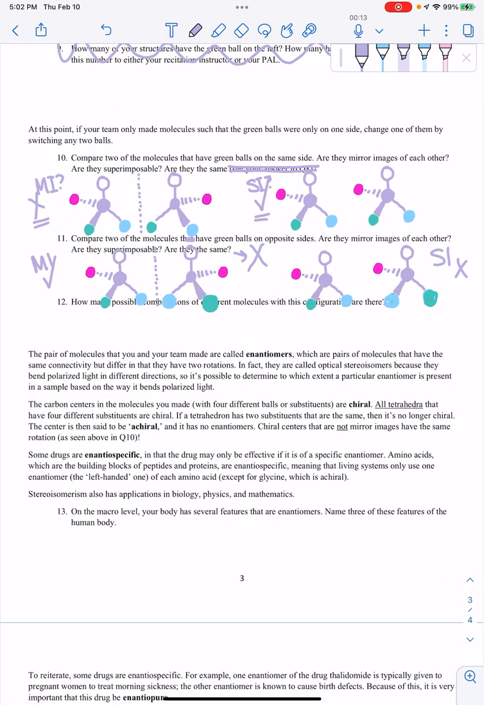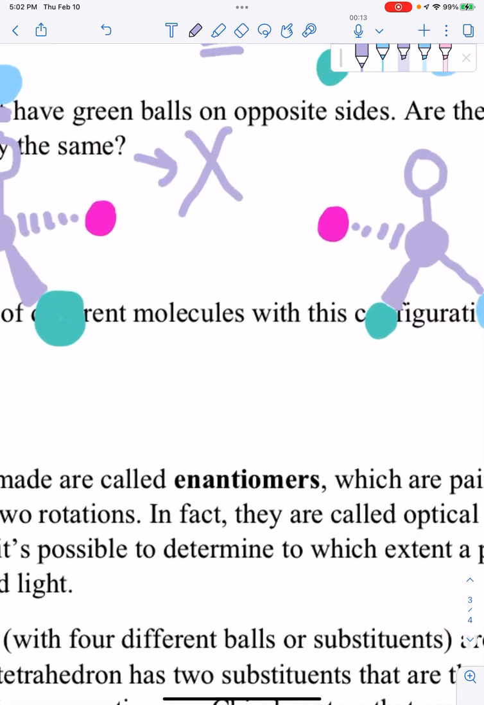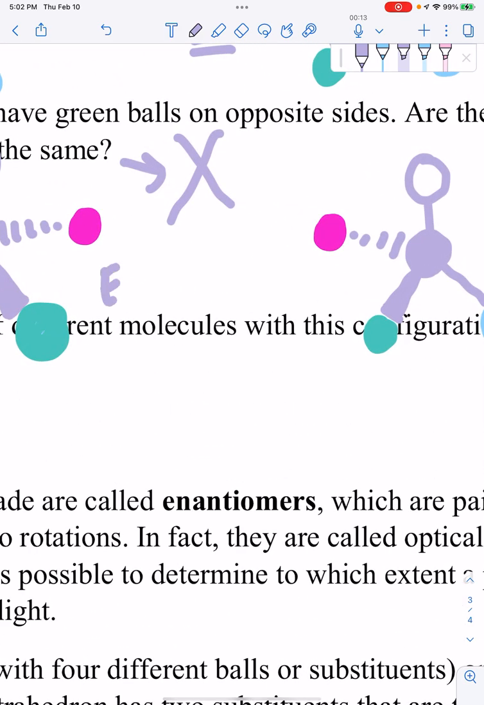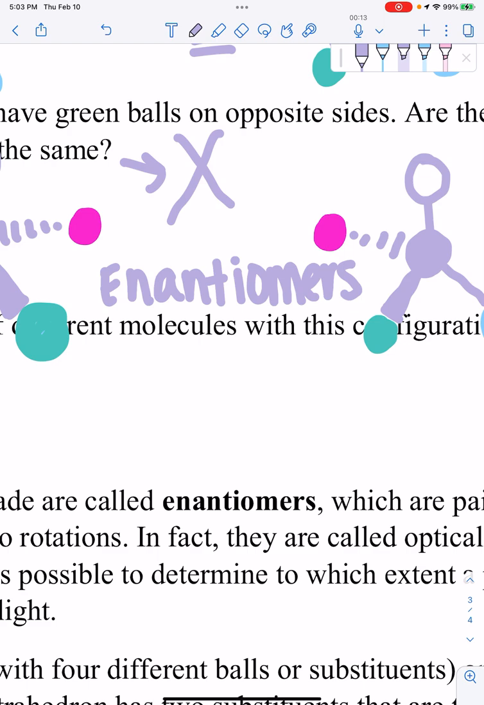And what's really interesting about these statements in question number 10 is that if two molecules are non-superimposable mirror images, they are also called enantiomers. So that's just a fancy way of saying that statement that we made in question number 11.